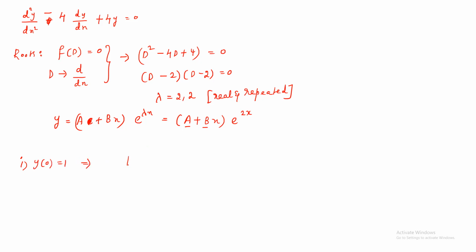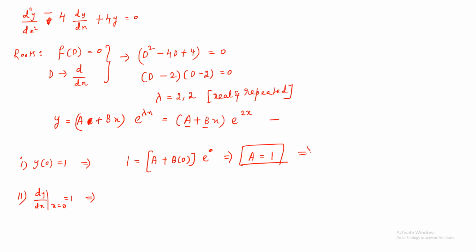If we just substitute, 1 is equal to (a plus b times 0) e power 0, which will give us a is equal to 1. Then we substitute our second boundary condition, which is the first derivative, dy by dx at x is equal to 0, is 1. For that, first we have to find the first derivative. Now this becomes y is equal to (1 plus bx) e power 2x.